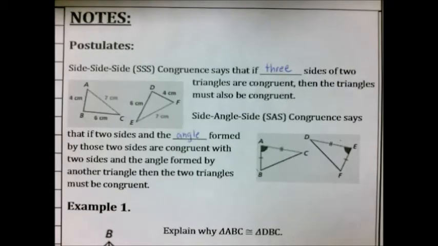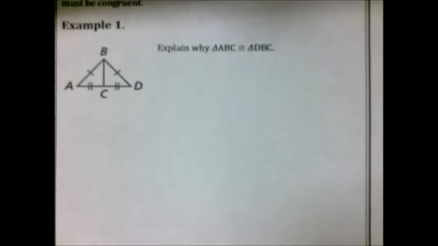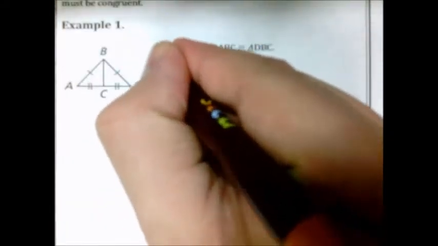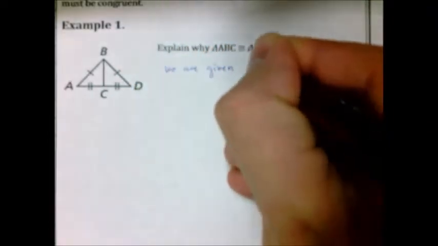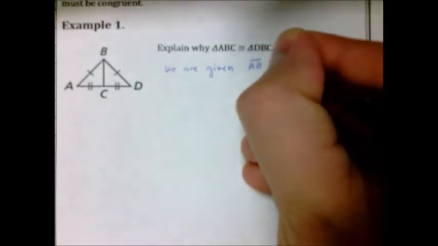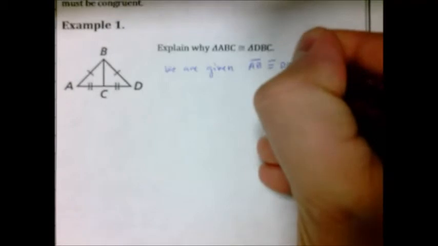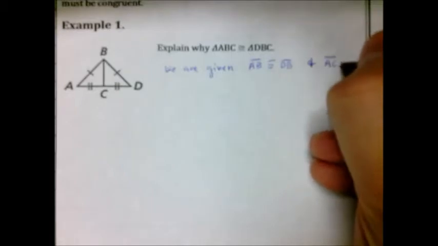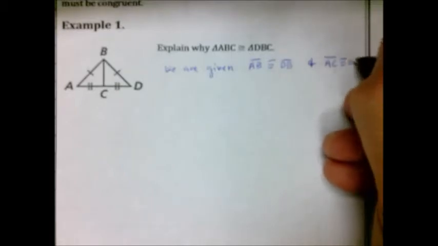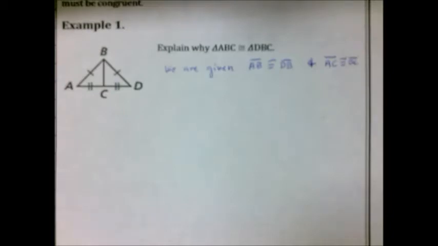Let's do some examples. All right, example 1 wants us to explain why triangle ABC is congruent to triangle DBC. And the very first thing you want to do when you're given a problem like this is first explain what is given. What do we know? Okay, and we are given that line AB is congruent to line DB. And we're also given that line AC is congruent to line DC. All right, so that's the information that we're given.